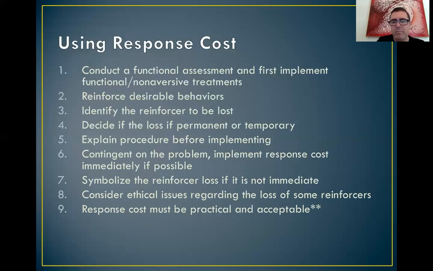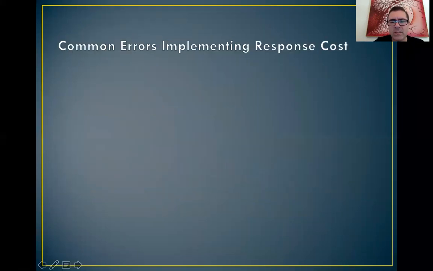And I can't stress this enough. We'll talk about the ethics of punishment in the next few classes. Any of those punishment procedures need to be practical, need to be acceptable. And in some cases, of course, you need consent to use it.